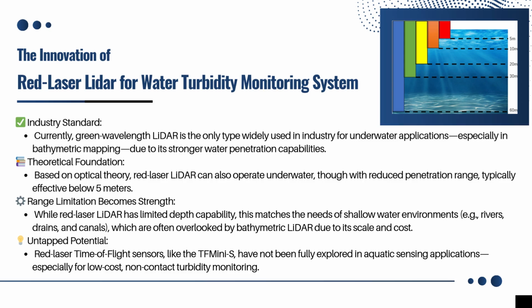In the industry, green laser LiDAR is the standard for underwater mapping, but it's costly and designed for deep waters. Red laser LiDAR, according to optical theory, can also function underwater, though with a shorter range, typically under 5 meters. This limitation can actually become an advantage. Most shallow water bodies, like rivers, drains, and canals, fall within this depth. By utilizing a compact red laser time of flight sensor like the F-mini-S LiDAR, this innovation introduces a new approach to low-cost, non-contact turbidity monitoring for shallow water environments.